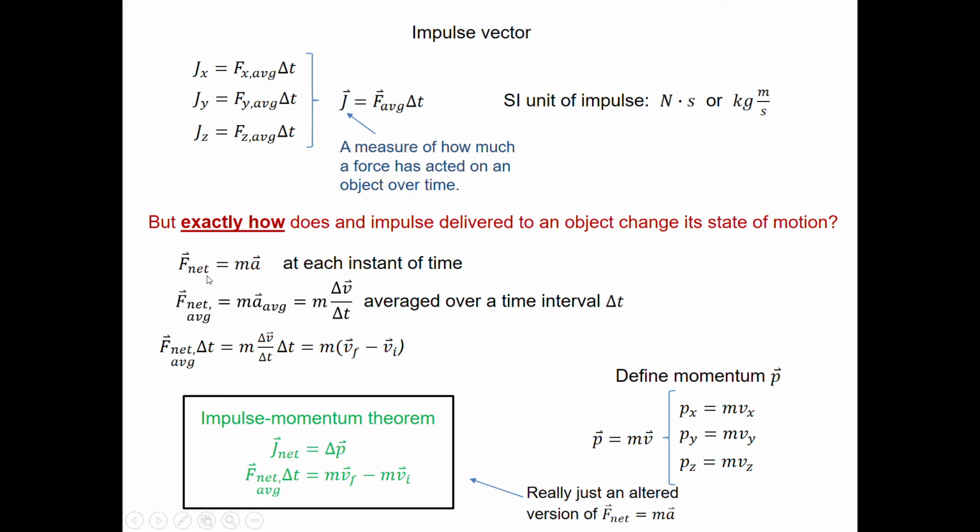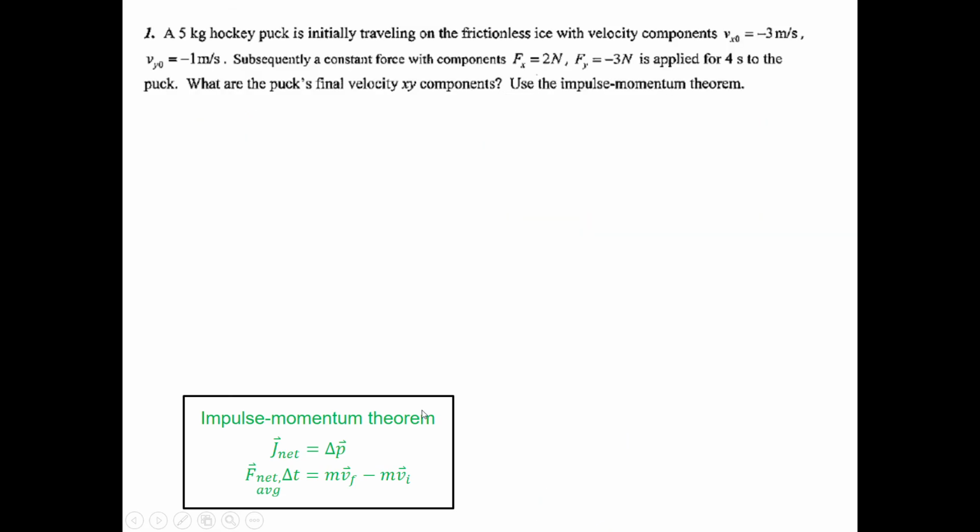F net equals ma applies at every instant in time. This result is a version of F net equals ma that's averaged over a period of time. So it's a different way of viewing Newton's second law. All right, let's take a break now, and you can work on problem number 1 of the impulse momentum worksheet. And I've put the statement of the impulse momentum theorem down here for your convenience.